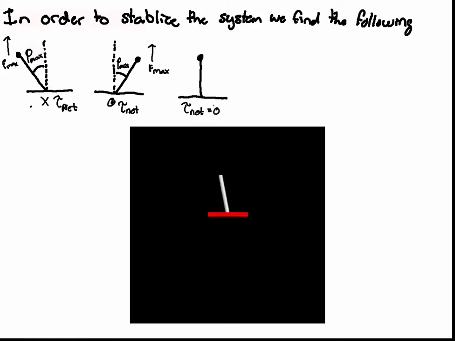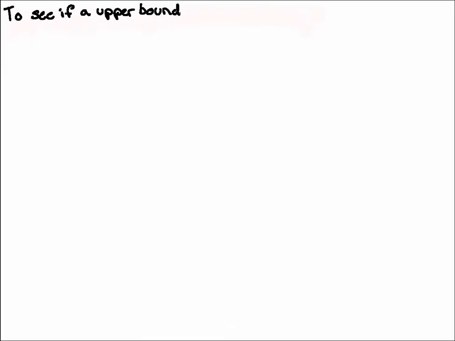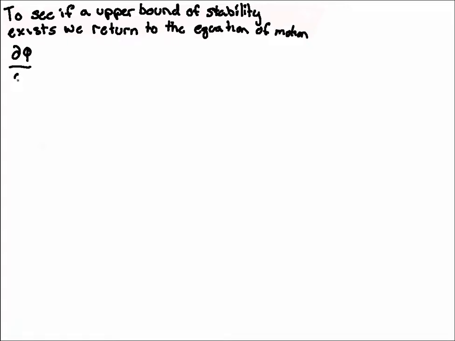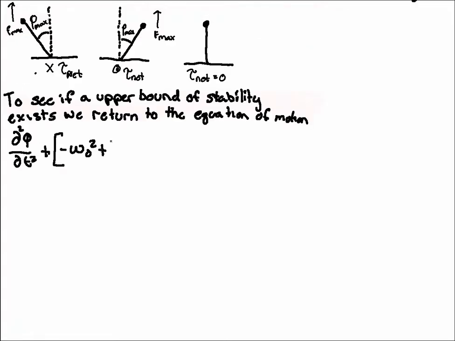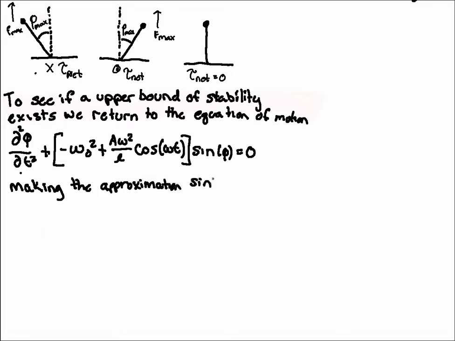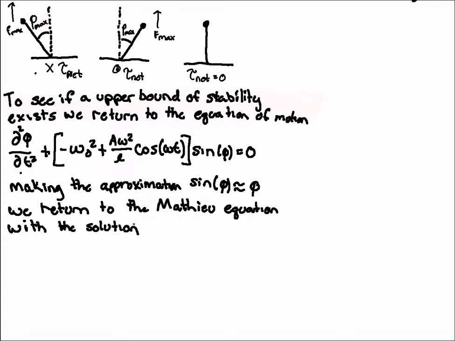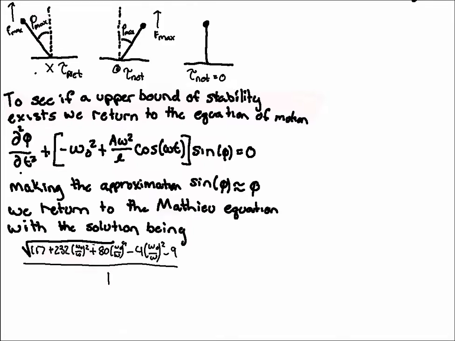If we make the approximation sine of phi is close to phi, we return to the Mathieu equation with the relevant solution being a over L equals the square root of 117 plus 232 times omega naught over omega squared plus 80 times omega naught over omega minus 9 minus 4 omega naught over omega squared, all over 4.